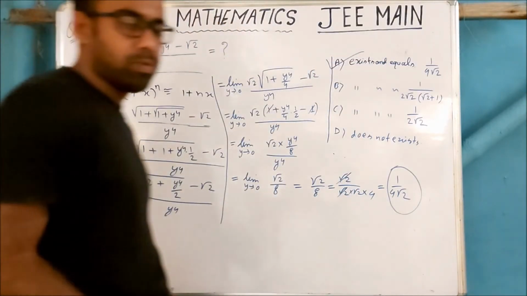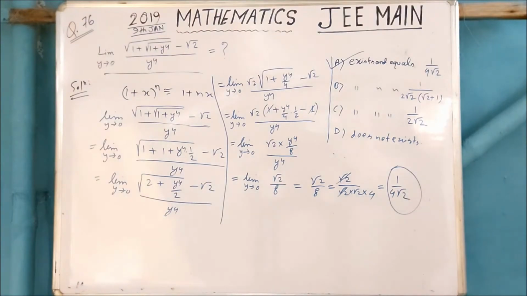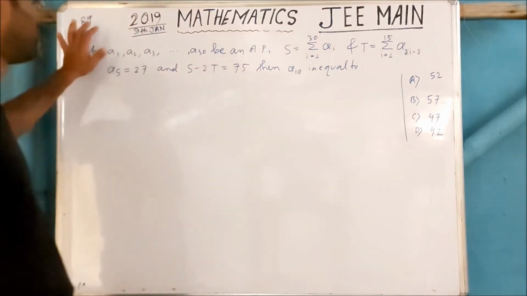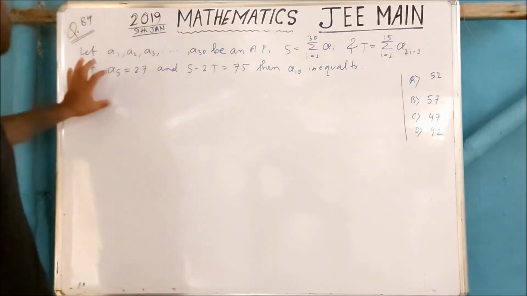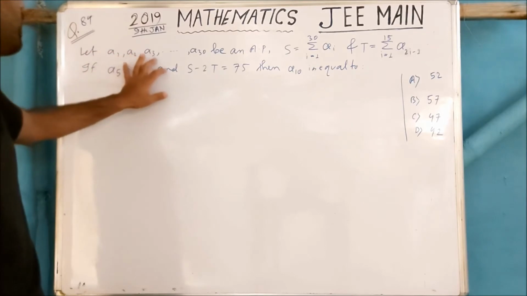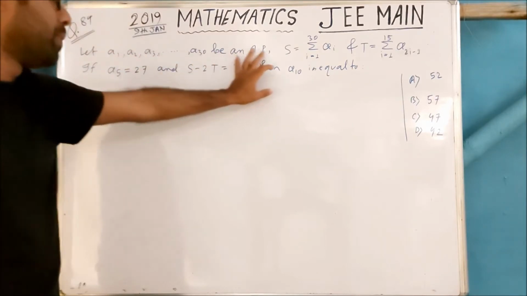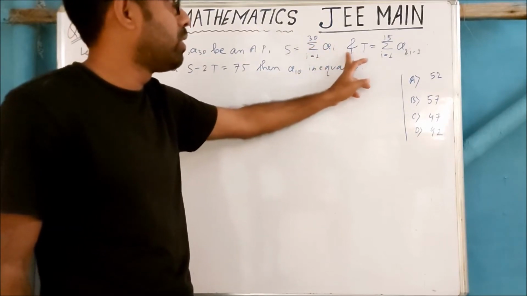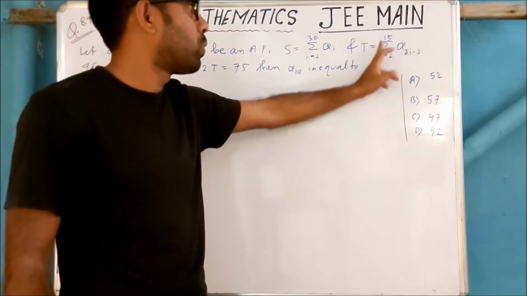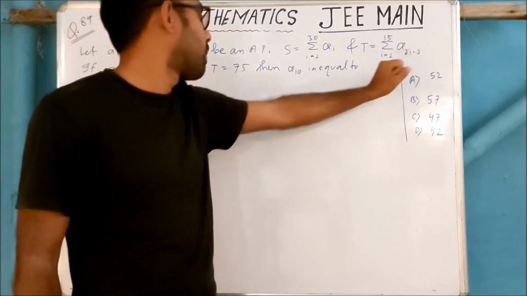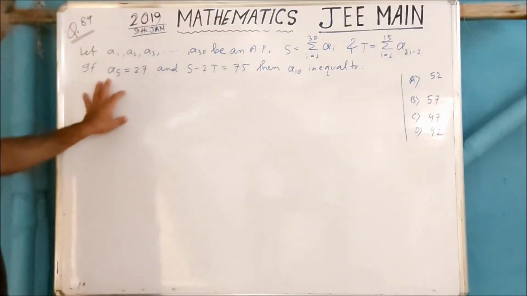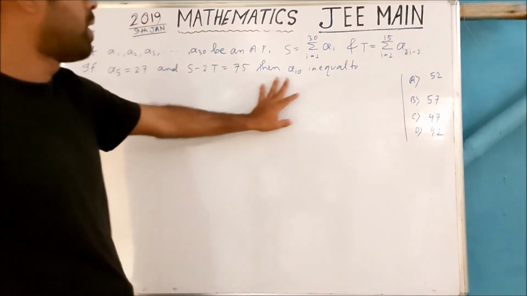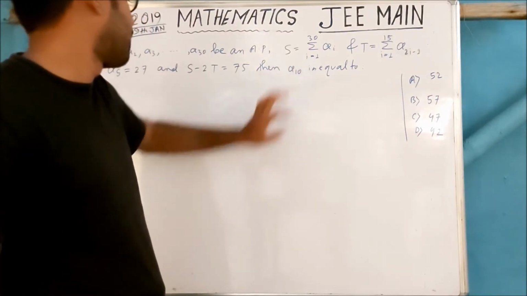And the next problem. This is the question number 84, the second problem. The question is: let A1, A2, A3, up to A30 be an AP. S is equal to the summation over i equal to 1 to 30 of Ai, and T is equal to the summation over i equal to 1 to 15 of A(2i minus 1). If A5 equals 27 and S minus 2T equals 75, then find A10. That means this element.